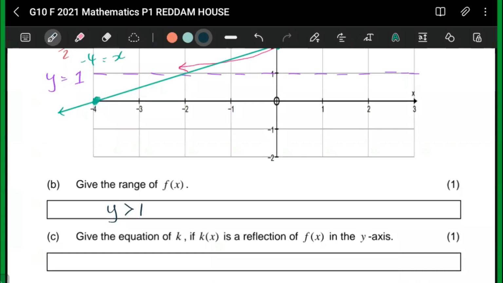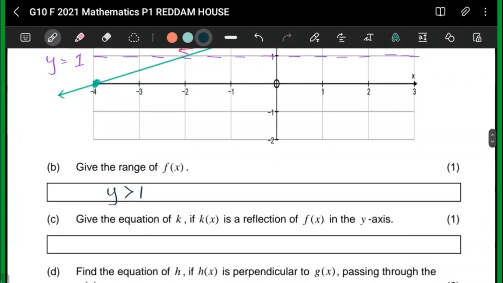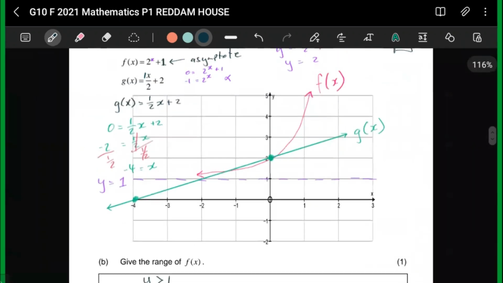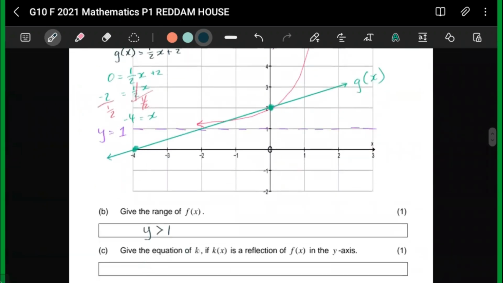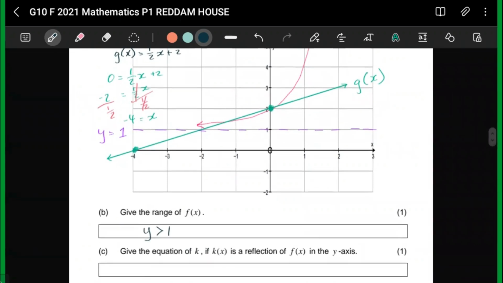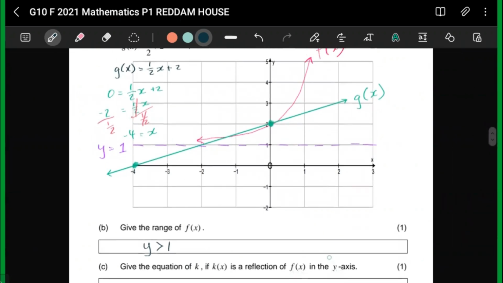C says, give the equation of k if k is a reflection of f in the x-axis, no, in the y-axis. Let's say that again. Give the equation of k if k is a reflection of f in the y-axis. So if you reflect a graph about the y-axis, you're changing your x values from positive x values to negative x values. So your image would look something like that. This is what the graph of k would look like.